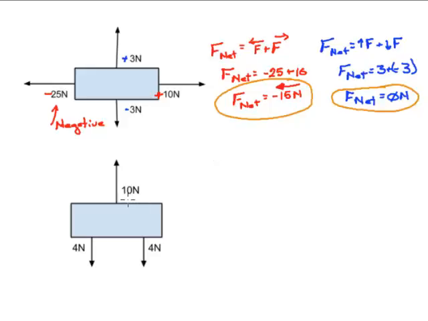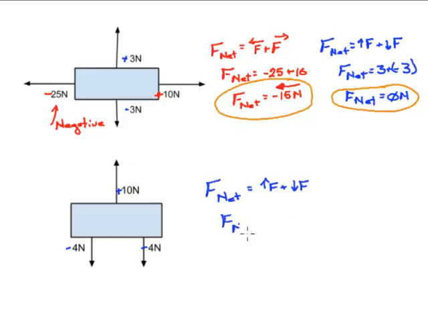With this free body diagram, I have only one force going away from the center of the Earth. I'm going to call that plus, and I have two forces going towards the center of the Earth, and I'm going to call that negative. So force net equals all the forces in this direction plus all the forces in this direction.